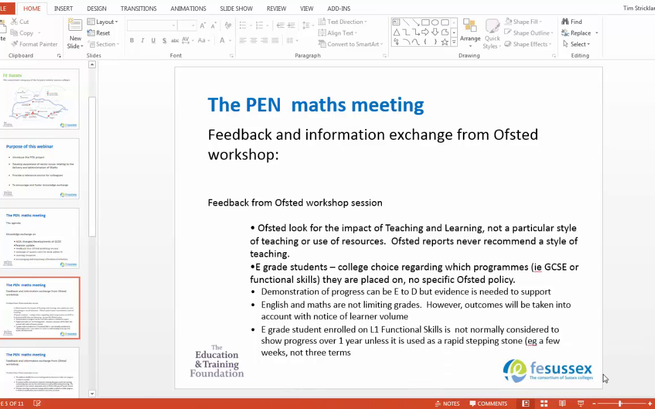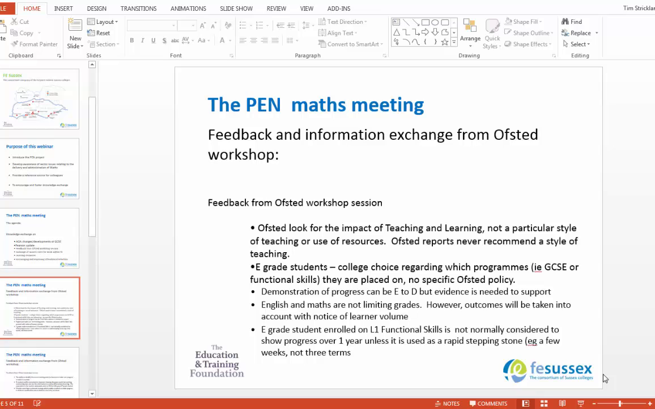In a similar way, the demonstration of progress can be students progressing from E to D, but evidence is needed for that. There is no Ofsted policy on what to do. You're making that decision in the best interests of the learner. The belief and the perception that English and maths are limiting grades is not true.